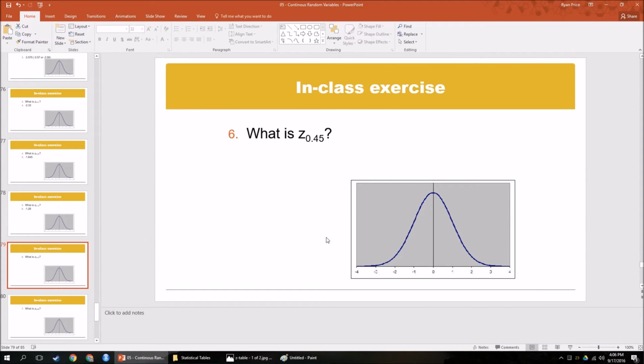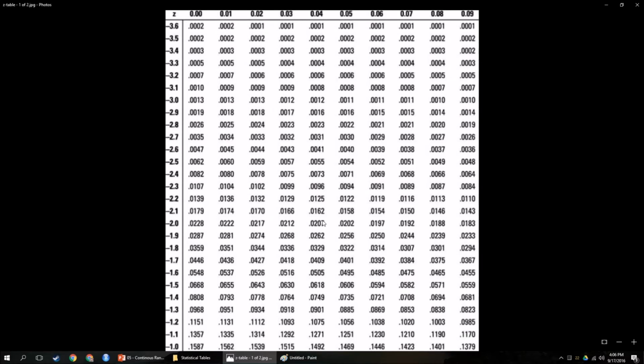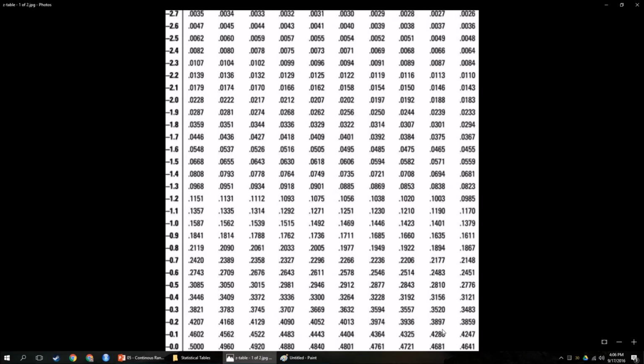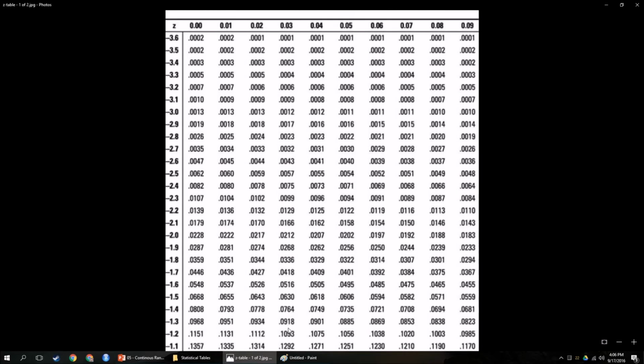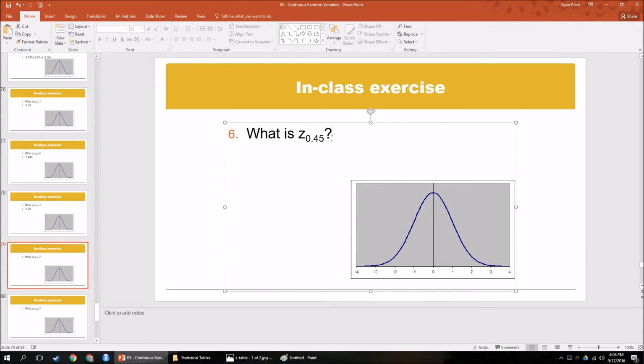Okay. What about 0.45? Let's look for it on the table. Z is 0.45. Okay, this one is 17 10,000ths out. This is 22, so it's much closer to this one. The answer should be negative 0.13. Okay, negative 0.13. That's what the critical z-value is for a 45% probability. All the area under the curve to the left of negative 0.13 on the z curve is 0.45. 45% of all the possible outcomes.